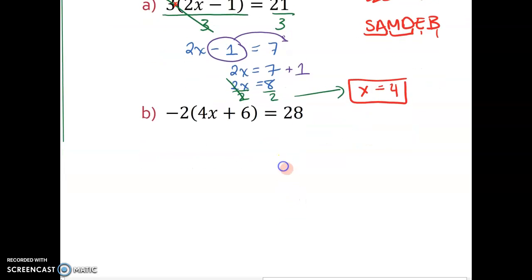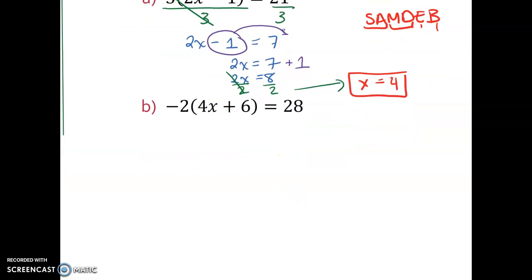All right, let's do one more example just to make sure. Again, we have a negative 2 bracket 4x plus 6 equals 28.